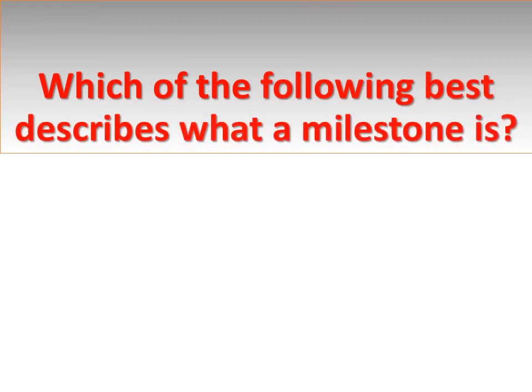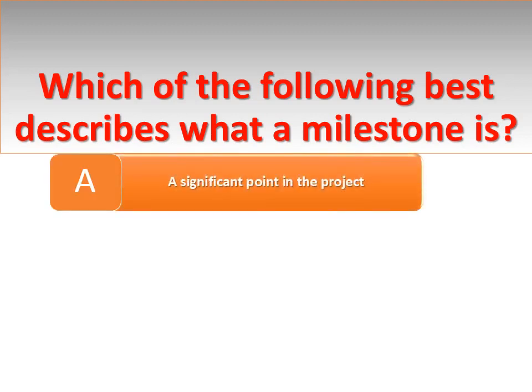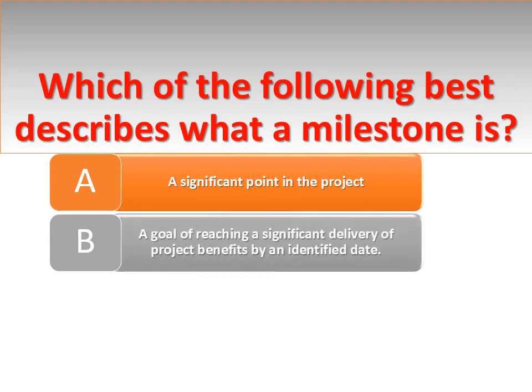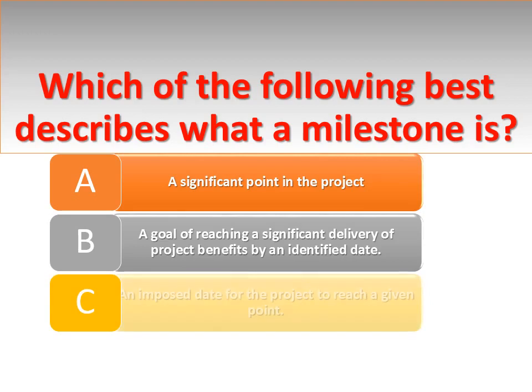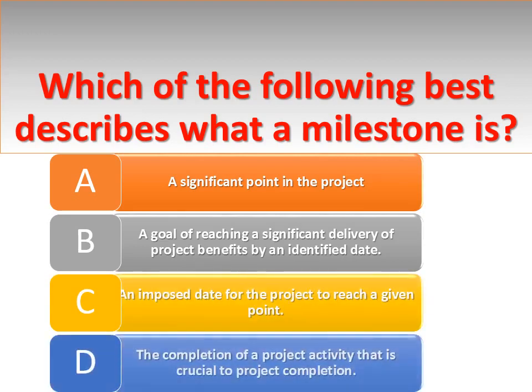Question number 7. Which of the following best describes what a milestone is? A. The significant point in the project. B. A goal of reaching the significant delivery of project benefits by an identified date. C. An imposed date for the project to reach the given point. D. The completion of a project activity that is crucial to project completion.